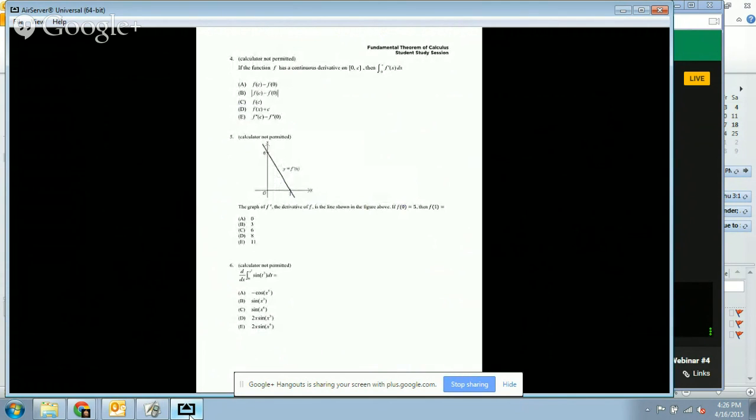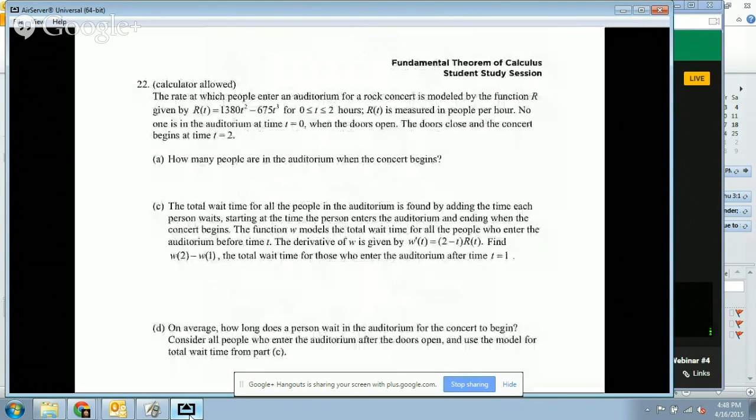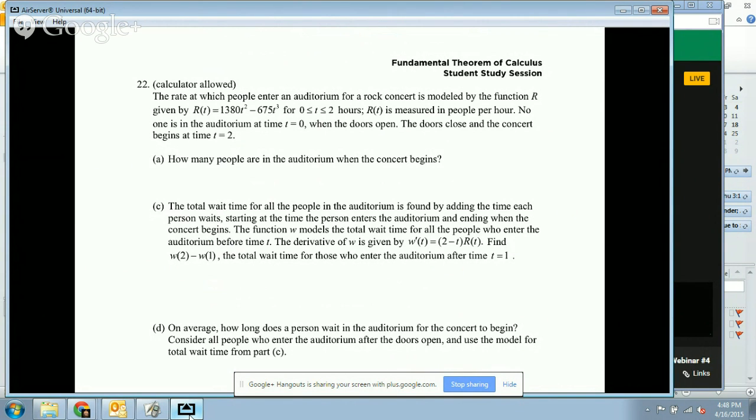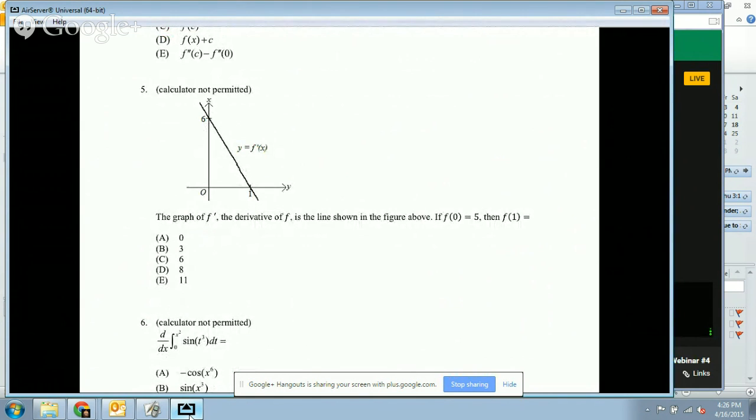All right, number 4. If the rate at which people enter an auditorium for a rock concert is modeled by the function r, given there, and again, there's a calculator allowed, so I don't necessarily care exactly what that function is. They're not trying to trick you or anything, they're just testing that you know the theorem. 10 people per hour. No one is in the auditorium at time t equals 0. It's the line shown. If f of 0 is 5, then f of 1 is equal to.